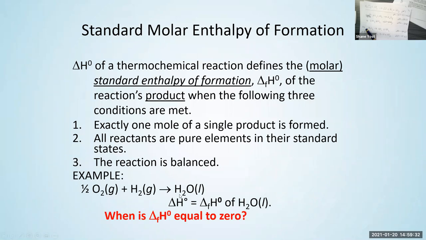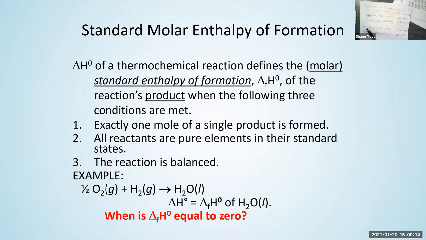So, for example, the formation reaction for H2O liquid is 1/2 O2 gas plus H2 gas forming H2O liquid. I need to make sure the stoichiometric coefficient here is 1. I only have this one product. And the reactants are elements in their standard states, which for hydrogen and oxygen are these diatomic gases. So the enthalpy change for this reaction is referred to as the enthalpy of formation of H2O.